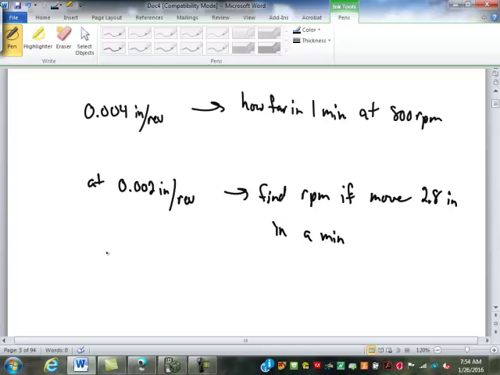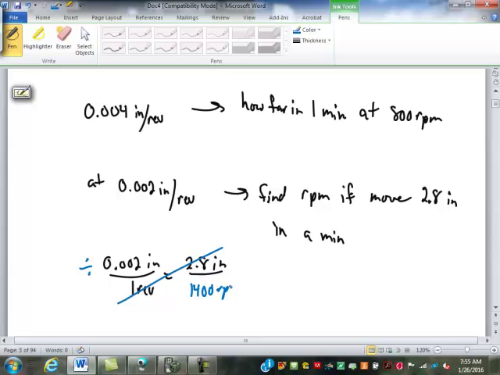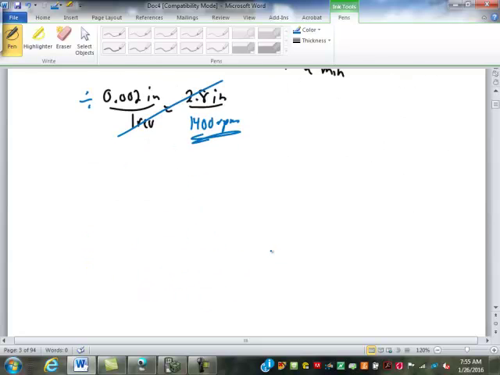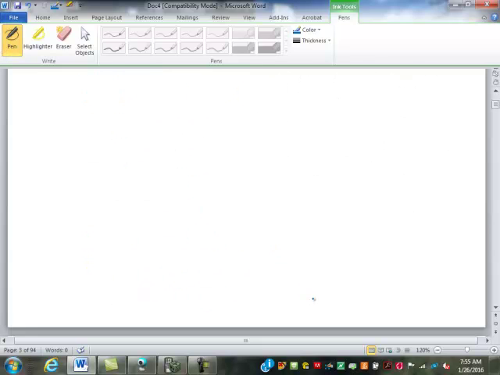So you've got 0.002 inches per 1 revolution, 2.8 inches. You cross multiply and divide. What do you get? 1400 RPM. Very good. 1400 revolutions, and since it's 1 minute, it's 1400 revolutions per minute. Okay.